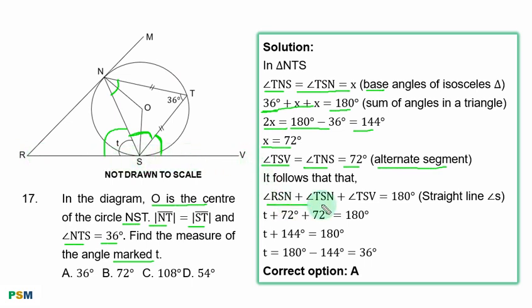The sum is equal to 180 degrees. So you have T plus the second angle, 72 degrees, plus the third angle, also 72 degrees, equal to 180 degrees. You have this result. You have T to be equal to 180 degrees minus 144 degrees equal to 36 degrees. The correct option is A.